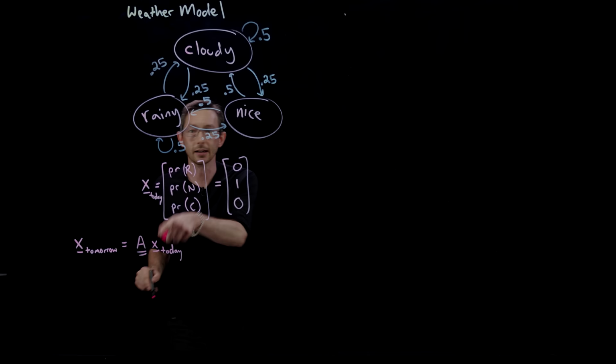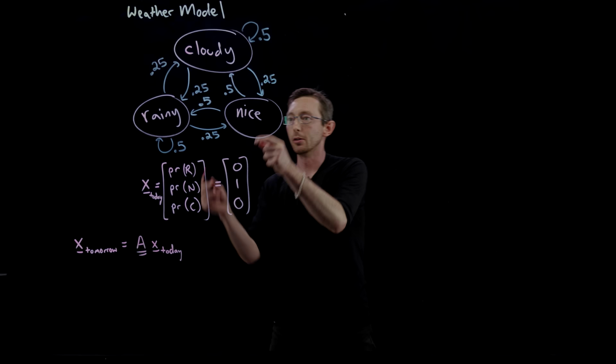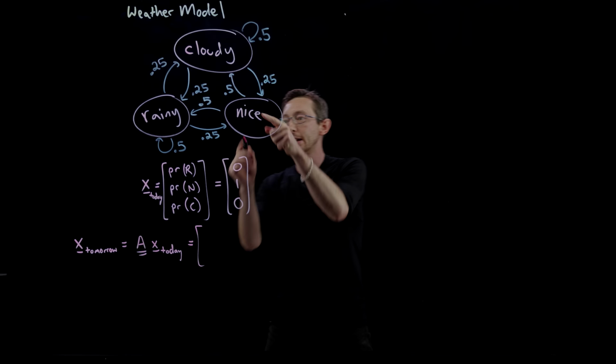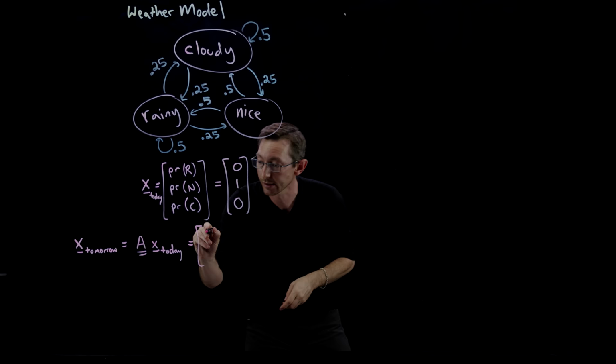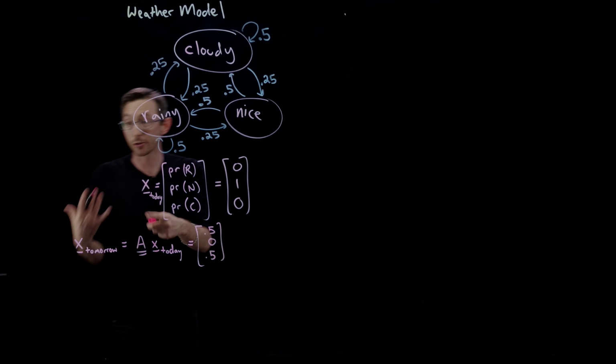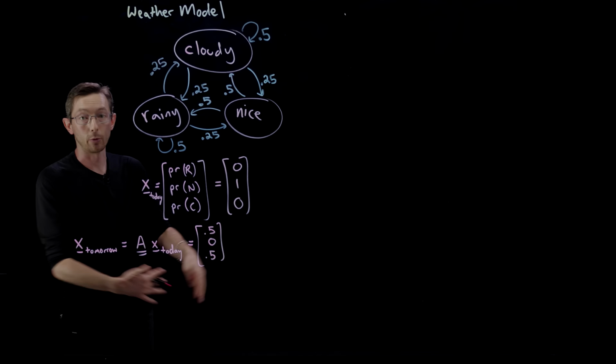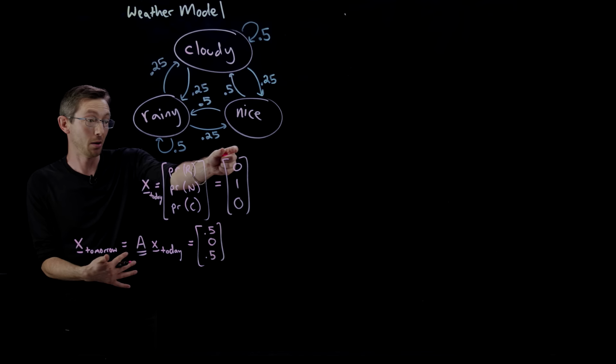And we already know x tomorrow, if it's definitely nice today, then we know the answer. I can just read it off of this. It's going to be a 50% chance that it's rainy and cloudy tomorrow, 0% chance that it's nice. So it'll be 0.5, 0.5. And this A matrix, this is where matrices come in. We've shown how a vector can represent the state of my system. This A matrix is what's called the transition probability, or the Markov transition probability, of how I can take a probability of my state today and predict what that probability of the state will be tomorrow.